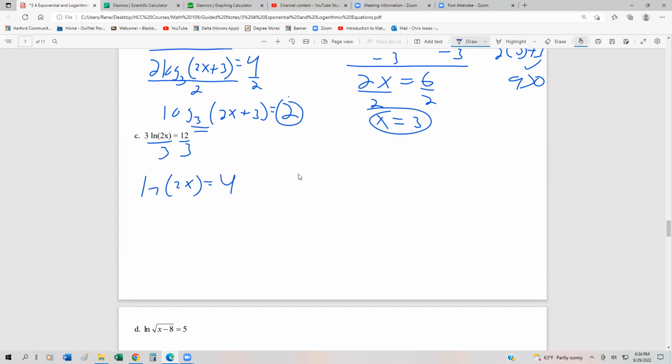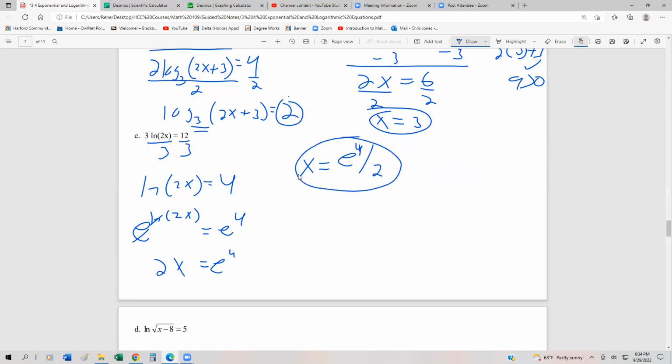And then you probably remember that e's and ln's are inverses of one another. And so we're going to say e to the ln of 2x equals e to the 4th. And then there's that rule that at this point we could just make that e to the ln of 2x just into 2x equals e to the fourth. And the last thing we're going to do is divide by 2. So x is going to be equal to e to the fourth divided by 2.